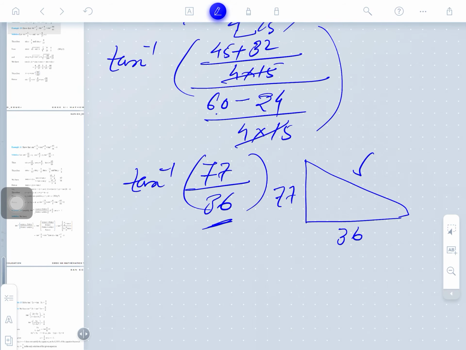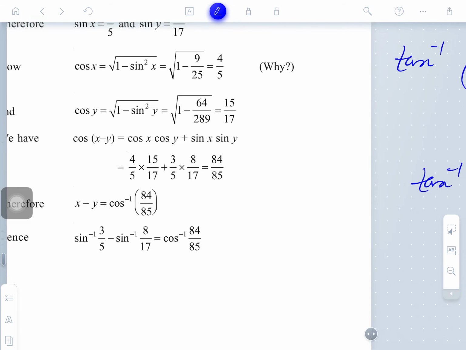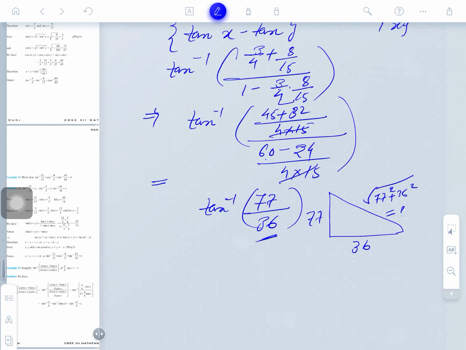And what will the third side come as here? It's 77 square plus 36 square. So you need to find the third side and write down cos 36 by something else. Is 36 the multiple of that? No, 36 is not. 84 by 85 is coming here.